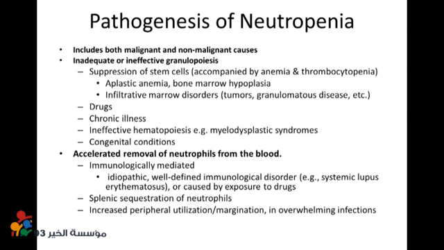Some examples here: chronic illness, ineffective hematopoiesis like neoplastic conditions such as myelodysplastic syndrome, or congenital conditions, as we will discuss shortly.